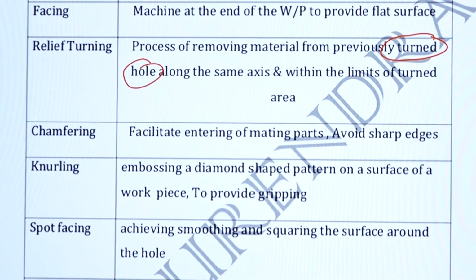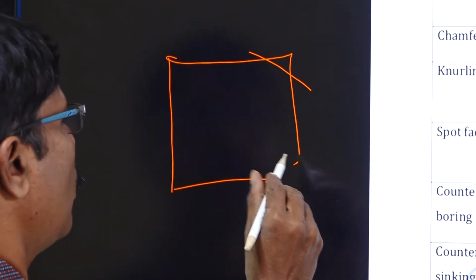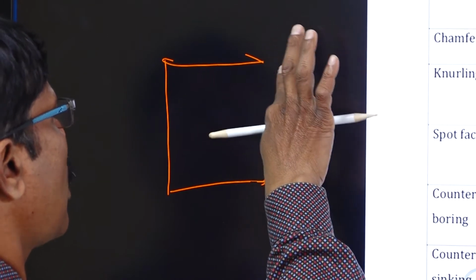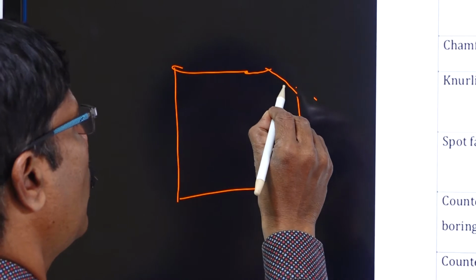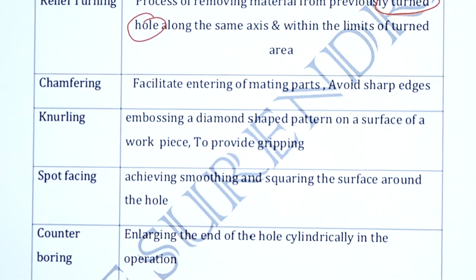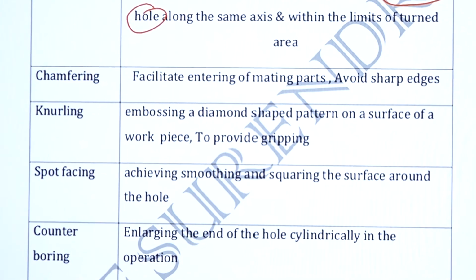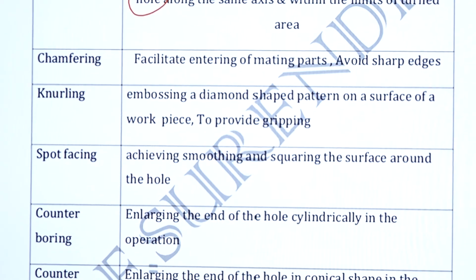Next, chamfering. Chamfering is removing of the sharp edge. The sharp edge can be removed. So this is the chamfered portion. It facilitates the entry of the mating parts. So whenever there is a mating part, the entry can be facilitated by the operation called chamfering.